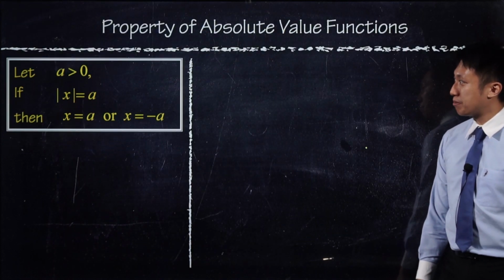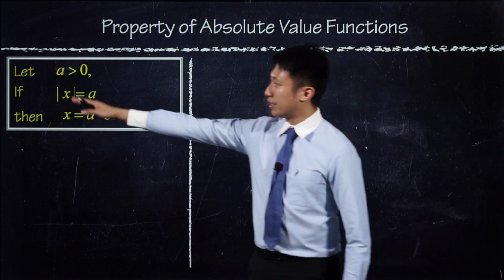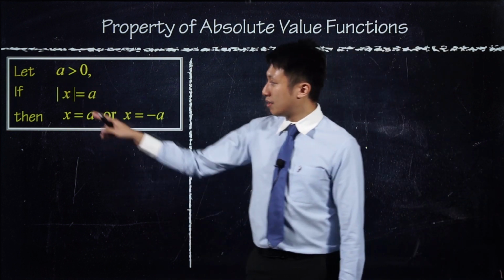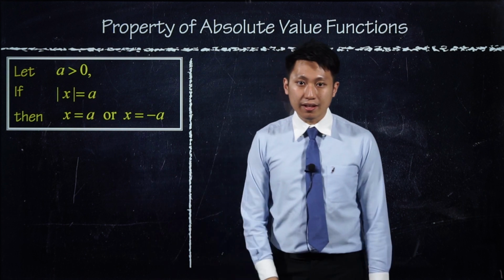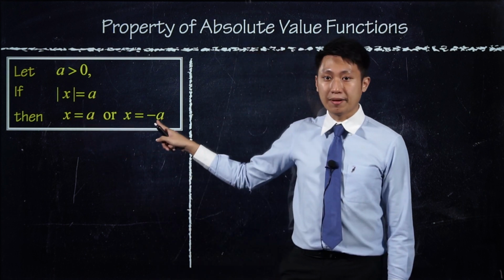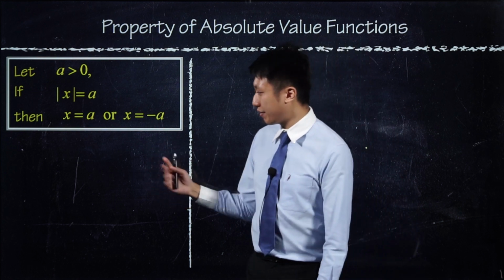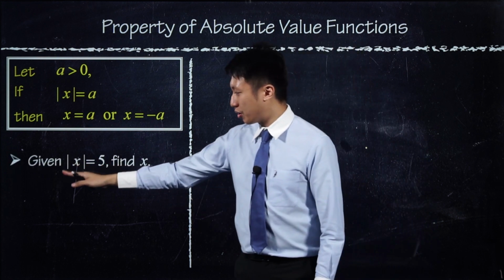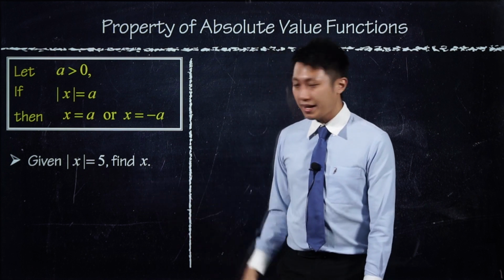Next, properties of absolute value functions. So if A is a positive number, modulus of x equals A. If you want to solve for x, then x is either A or -A. Okay, you remember this, huh? So I give you an example here. Given that modulus of x is equal to 5, how do you find x?